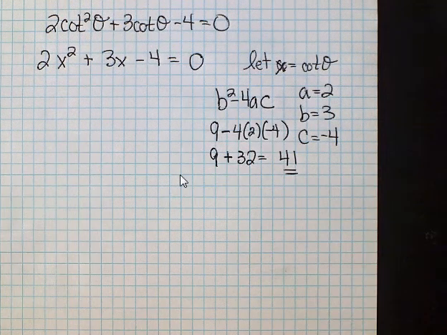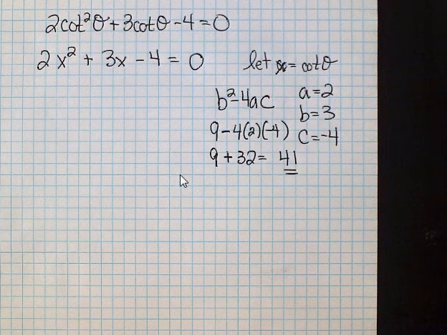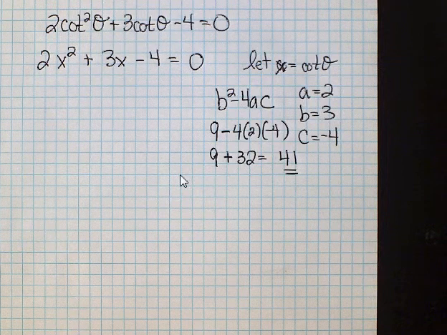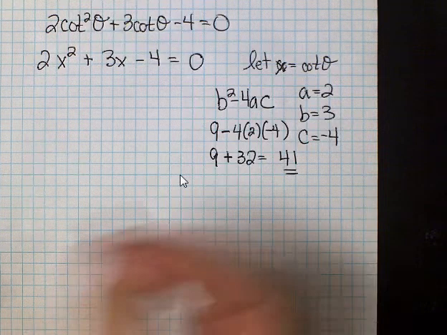So is that 41 a perfect square? No. So that's telling us right now that the quadratic formula is the only way we're going to be able to solve it. Now, you didn't do that just for nothing. That's part of your problem now. So let's go to the quadratic formula. We're going to write the whole thing down.